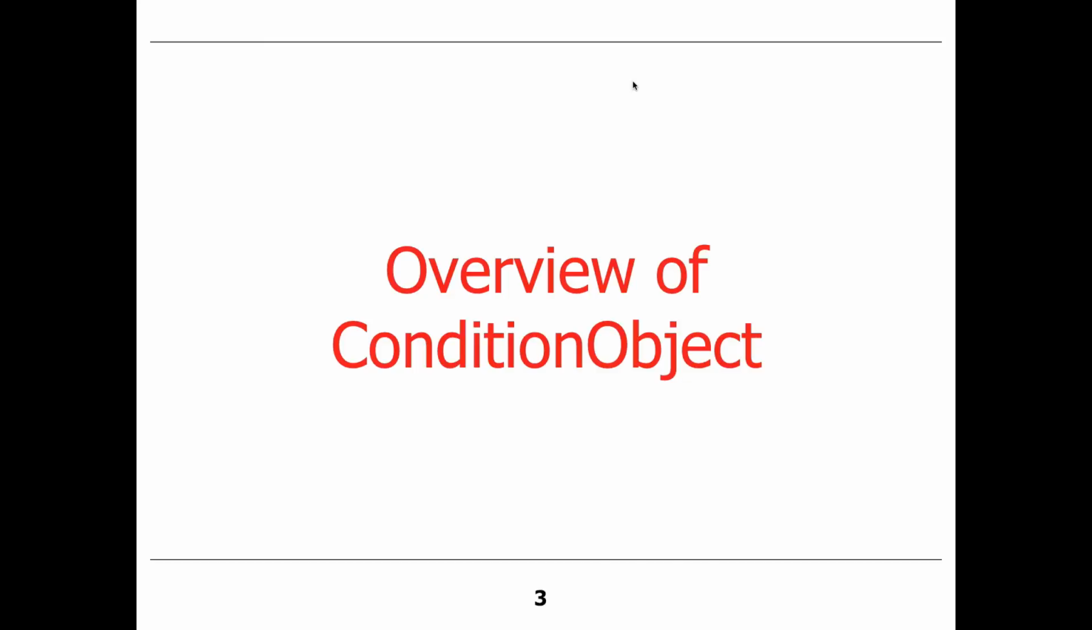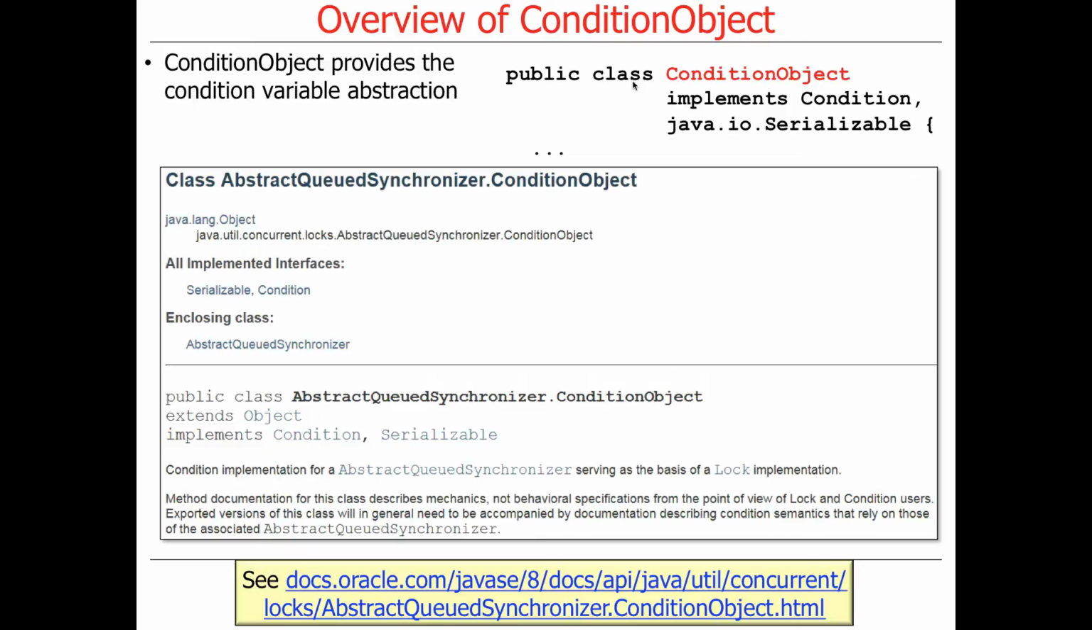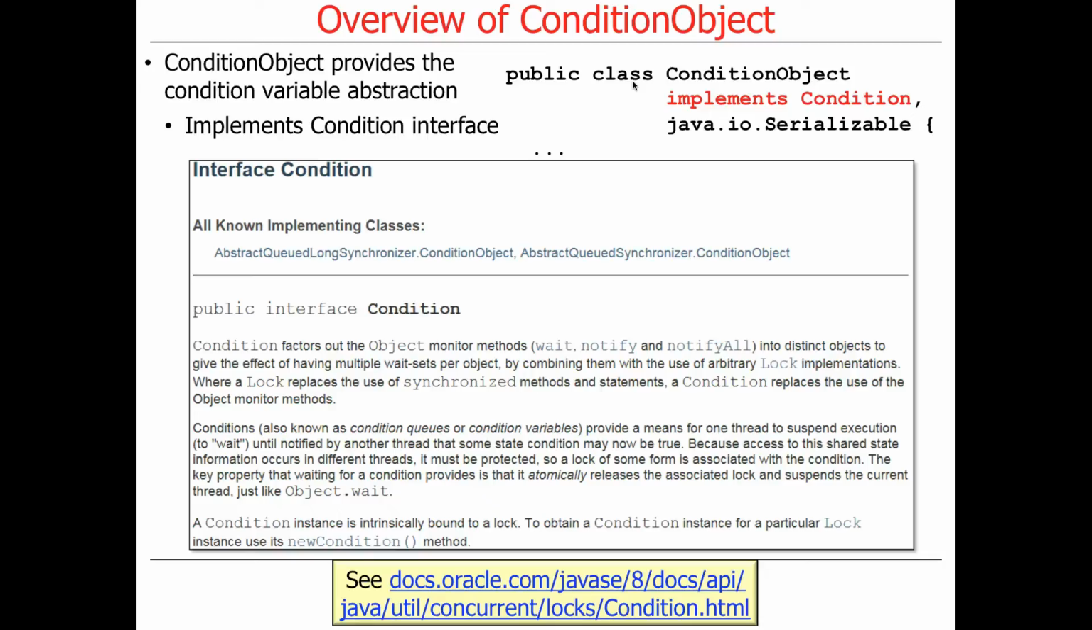Now we're moving from concept into Java APIs and Java semantics. So a condition object is used to provide a condition variable abstraction in the context of Java. You can see that's a class. The class implements the condition interface, which you can read about here. It's definitely worth reading about the condition interface. It'll give you a sense of what they're trying to do here.